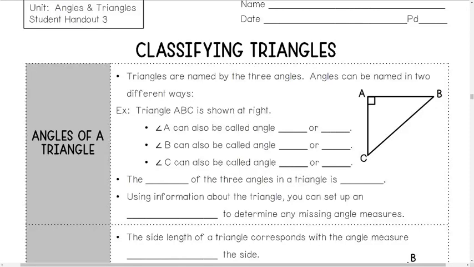Welcome back. Today we're going over classifying triangles. Now we're going to use some of the information that we learned in the last few lessons, including some new information. So first off, triangles are named by three angles. Angles can be named two different ways.